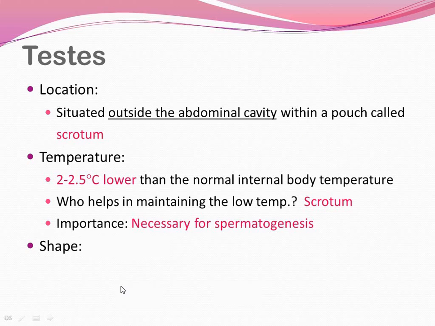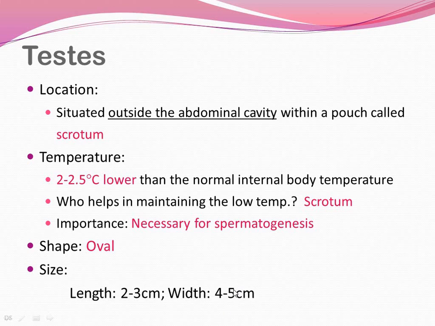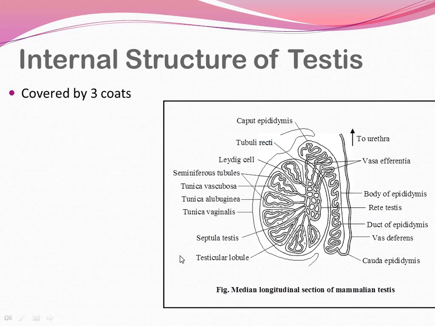Shape and dimensions are not that important. The shape is oval, which you can get an idea of, since length is somewhere around 2 to 3 centimeters and width is 4 to 5 centimeters. From this dimension, that width is more compared to length, you can assume that the shape has to be oval. So external anatomy is quite easy, and now we are moving towards internal anatomy.